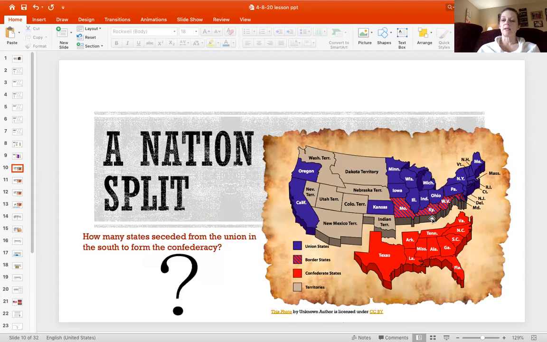And we had some states also called border states, and they were kind of caught in the middle. They had some slavery going on in them, but they didn't secede from the Union. They stayed with the Union, and President Lincoln had to be very delicate when he dealt with people in the border states because he didn't want to make them mad and force them to go over to the South. So here's the question. How many states seceded or pulled away from the Union in the South to form the Confederacy?